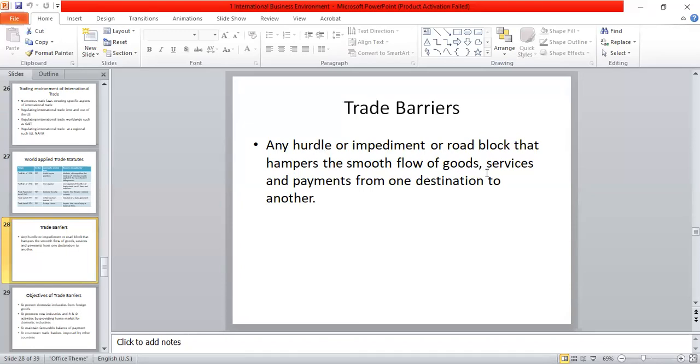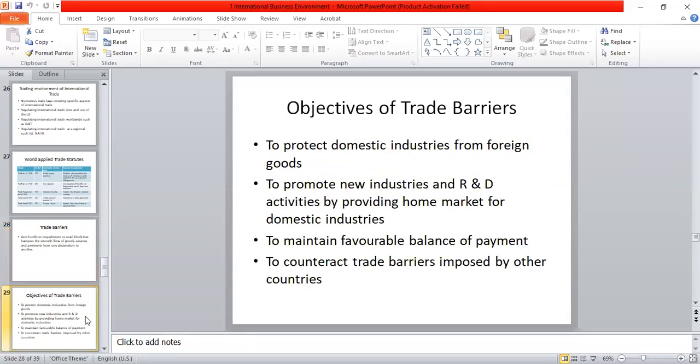So any hurdle or roadblock that hampers the smooth flow of goods, services, and payments from one destination to another is basically a trade barrier. Now, let's know the objectives of trade barriers. Objective number one, to protect domestic industries from foreign goods. Our domestic companies, the government wants to give them protection.